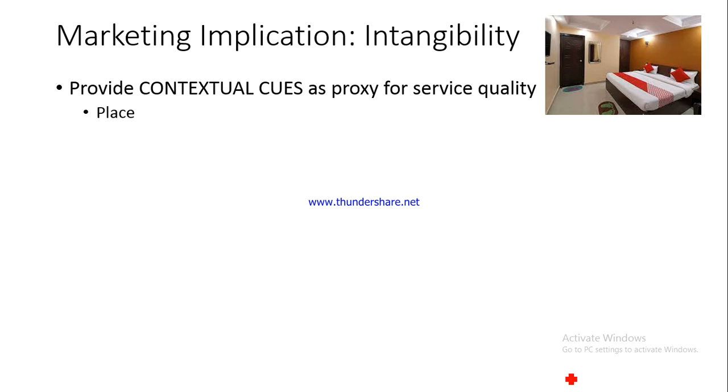Now, what kind of contextual cues can you provide? Place. Now this is a hotel room and this picture is found on the website of the hotel services aggregator. I hope you know about OYO, right? And they have shown this particular picture, they have placed this particular picture on the website. So if you want to buy, you can have a look at the room that would be allotted to you in the hotel.